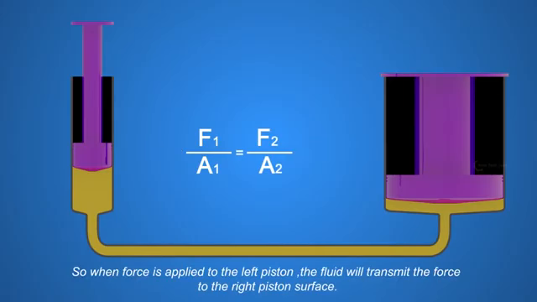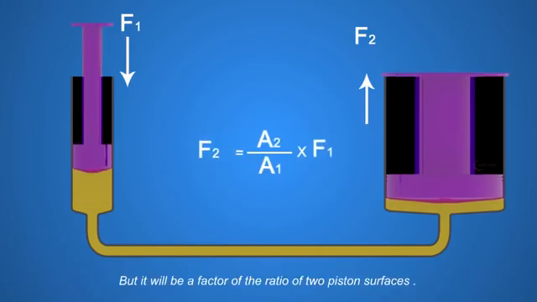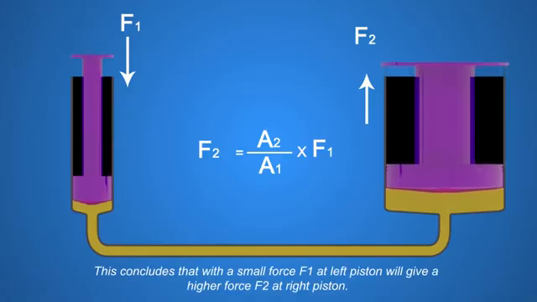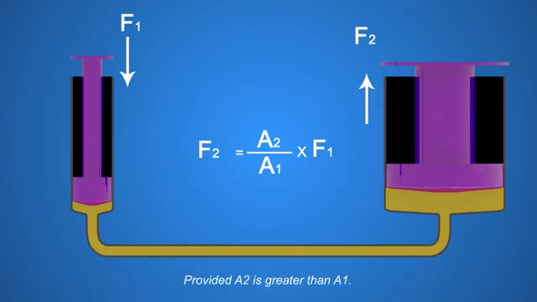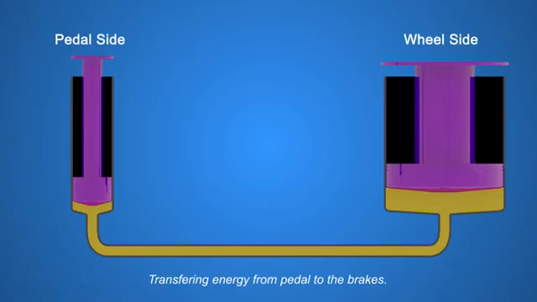So, when force is applied to the left piston, the fluid will transmit the force to the right piston surface, but it will be a factor of the ratio of two piston surfaces. This concludes that a small force F1 at the left piston will give a higher force F2 at the right piston, provided A2 is greater than A1. With this, the left piston can act at the pedal side, and the right piston can act at the wheel side, transferring energy from pedal to the brakes.